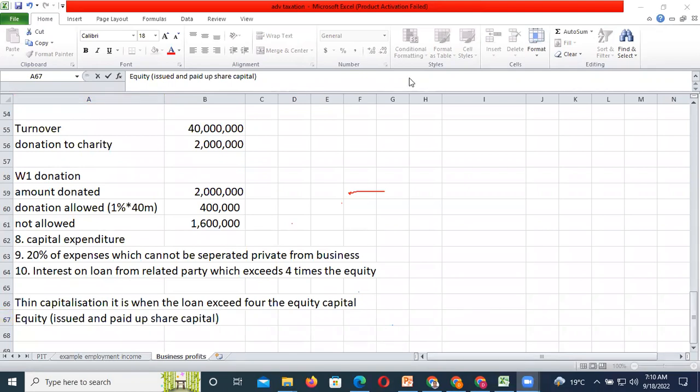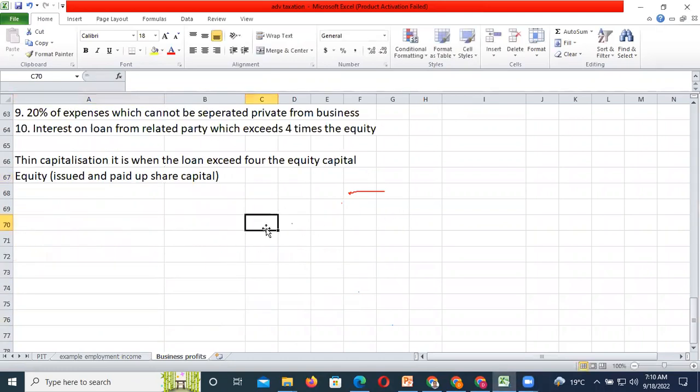Yeah, you can consider it as allowable. If the question is silent about communication, you can consider it as an allowable expense.